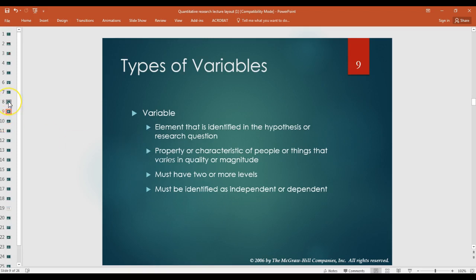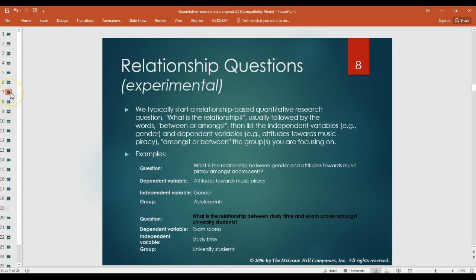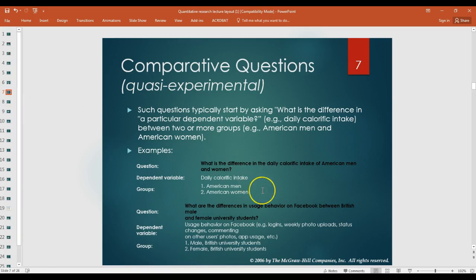If we look at a comparative question, you'll find the dependent variable really clear, but not necessarily an independent variable. So let's look at this. What is the difference in the daily calorific intake of American men and women? We have only one variable here. The difference in the daily calorific intake.